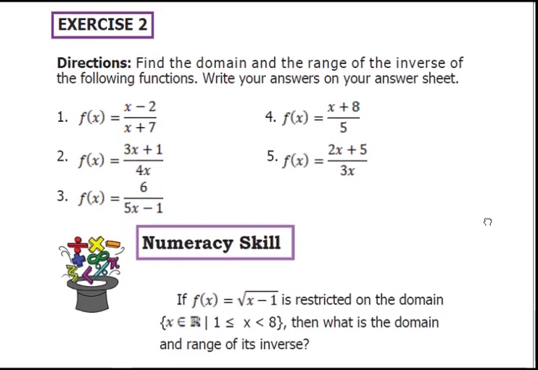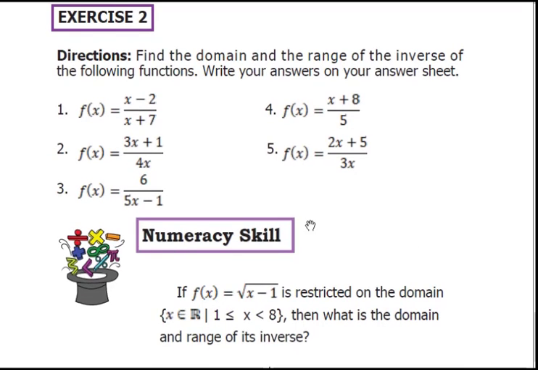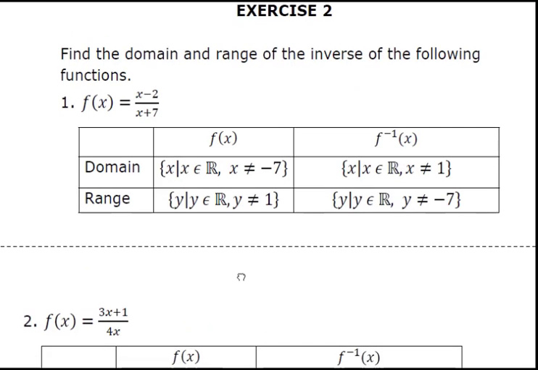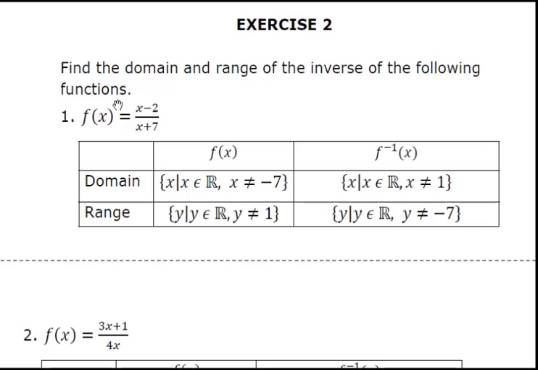Here they go. Directions: Find the domain and the range of the inverse of the following functions. Write your answers on your answer sheet. For number 1, we have f of x equals x minus 2 all over x plus 7. Solution here.